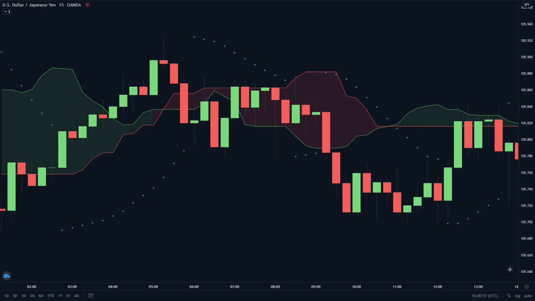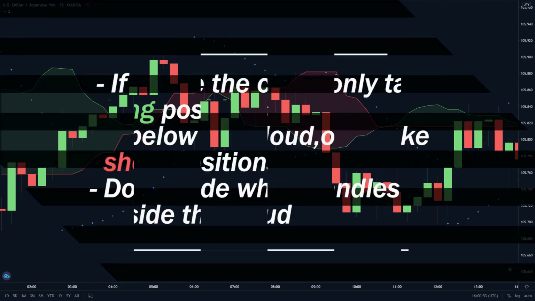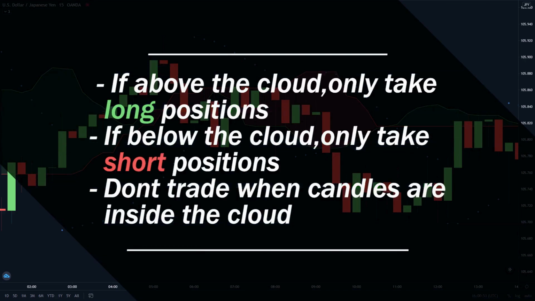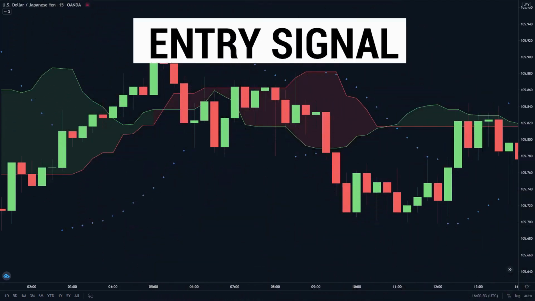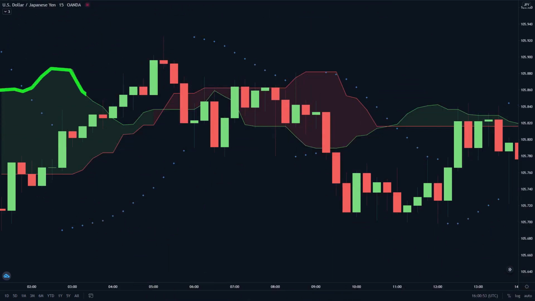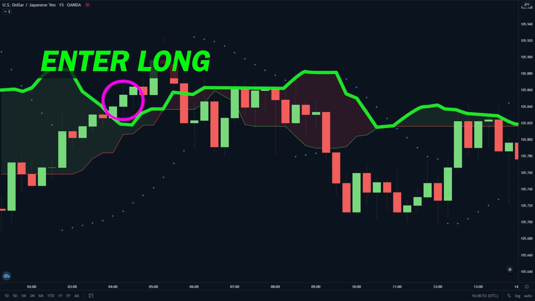Utilizing the combination of the parabolic SAR and the Ichimoku cloud is very simple. So again, we follow the rules of the Kumo cloud, which is if the candles are above the cloud, only take long positions, and if the candles are below the cloud, only take short positions. And don't take positions if the candle is inside the cloud. So for our entry signal, when the candle is above the cloud and the parabolic SAR is below a candle, you take a long position. So you would enter a position here.